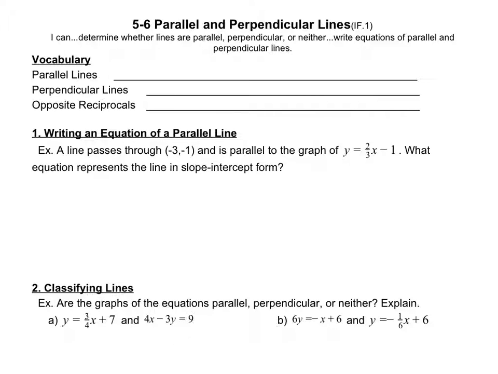And then you have perpendicular lines. With perpendicular lines, your slopes are opposite reciprocals. And we're going to go into working these out and trying to figure it out.